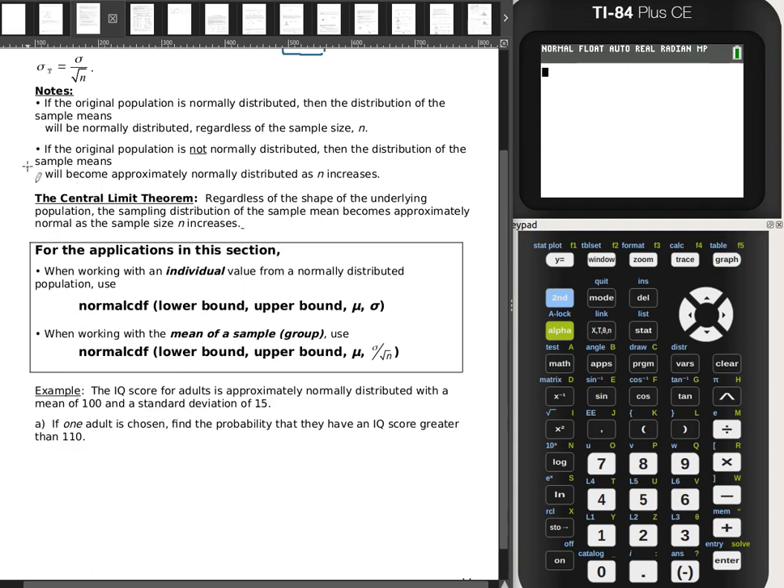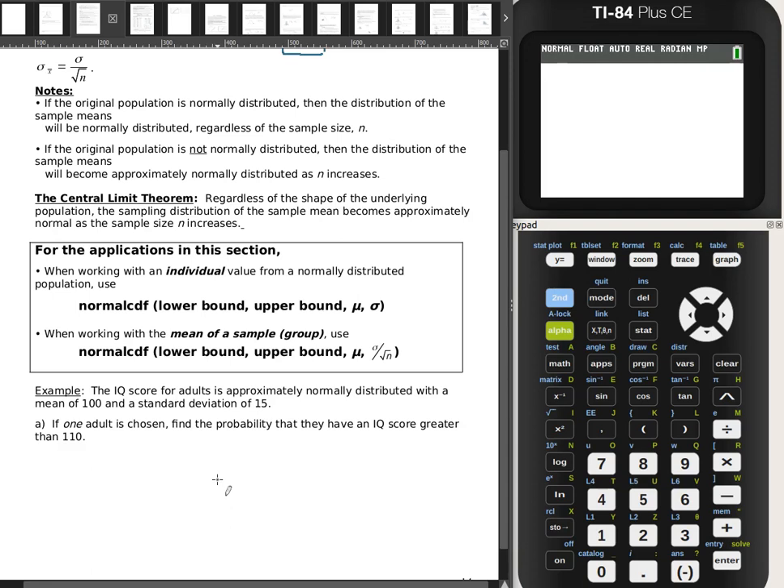By the way, this last note just gets its own special name, which is called the central limit theorem. But all that's saying is that as n increases, then the sampling distribution of the sample mean will be more normal all the time.